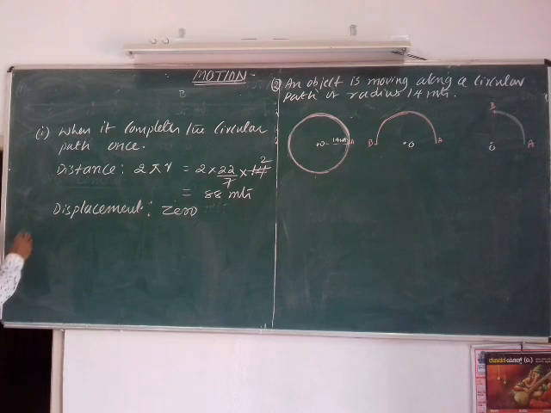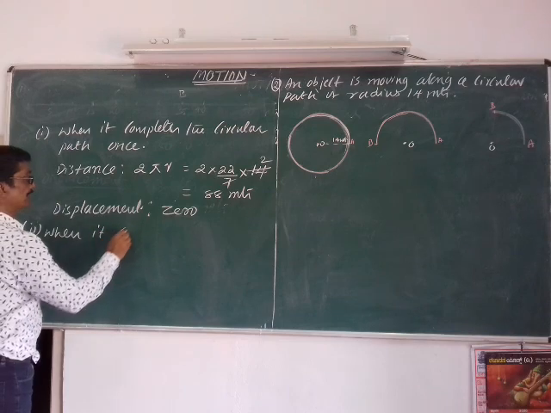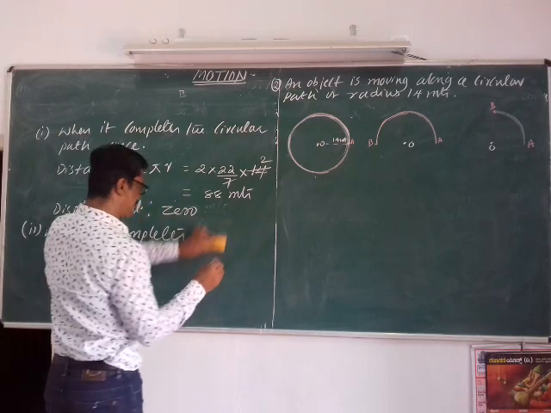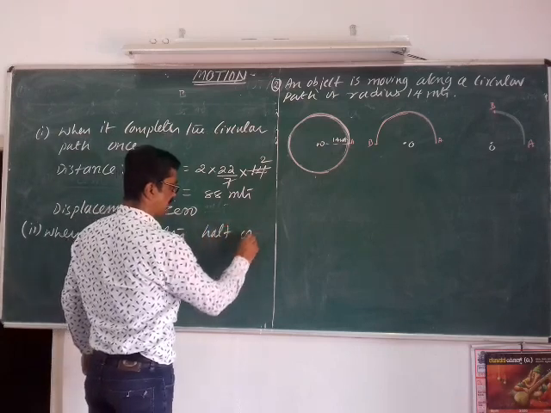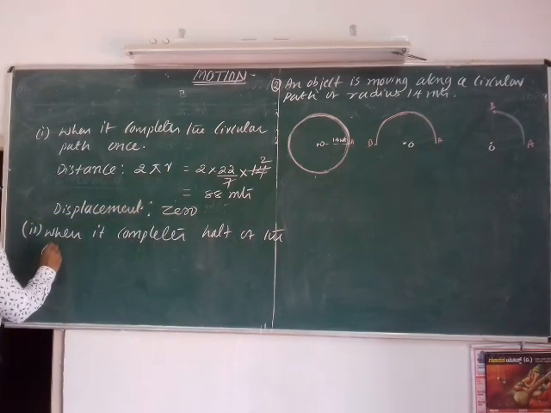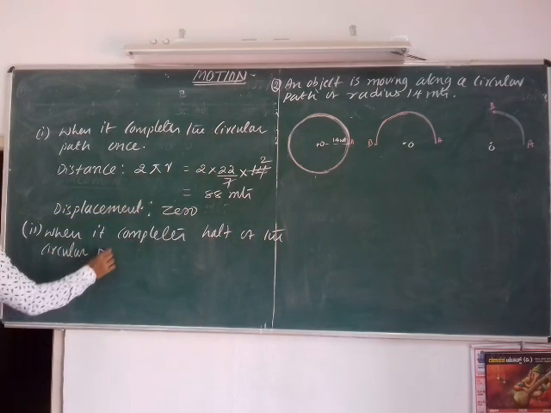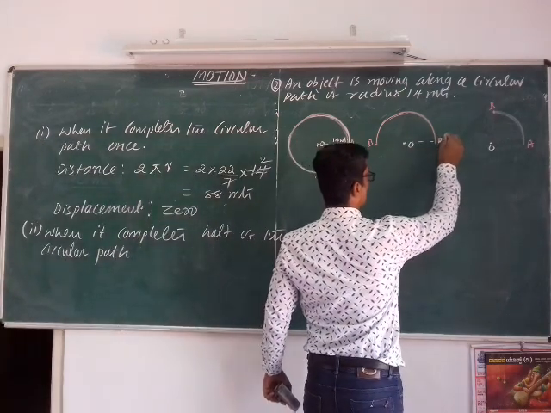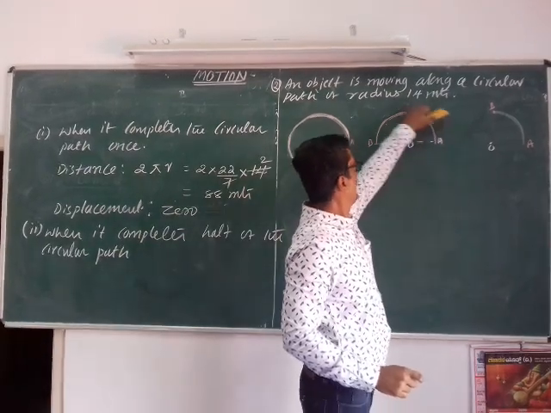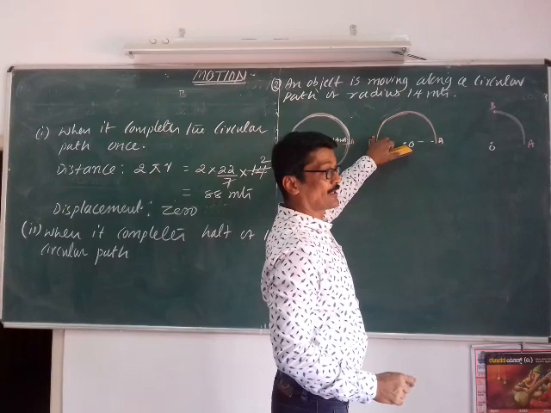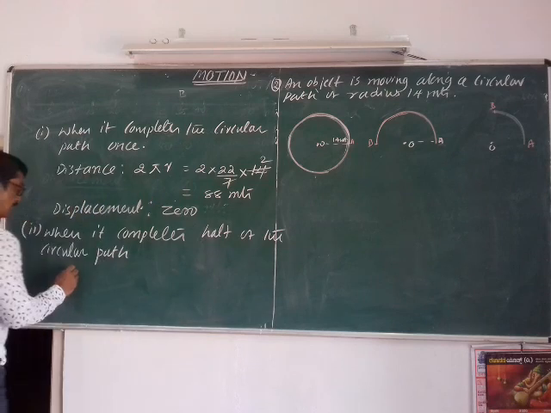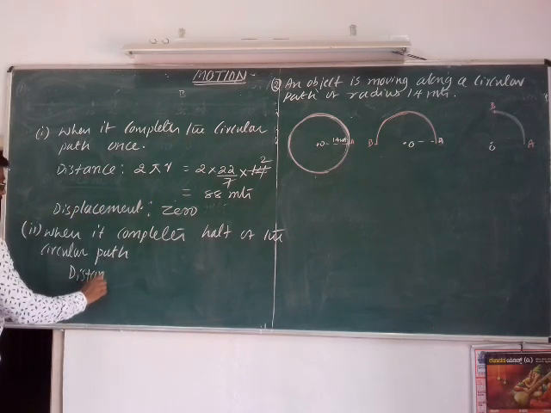I will take another one, that is second case. That is when it completes half of the circular path. That means the object starts from A and it completes half of the circular path. Now it is at B. So once again, in this case also I have to find out distance and displacement.